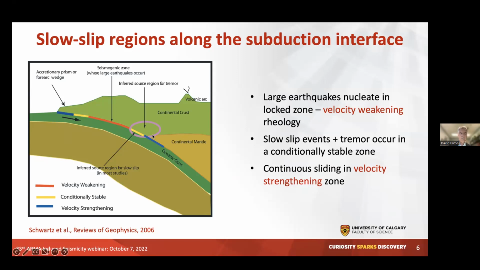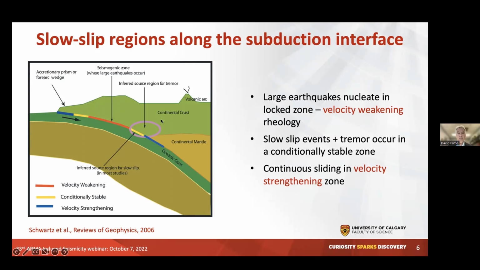So very similar to below the brittle-ductile transition on the San Andreas fault. And in this section of the fault, the frictional rheology is thought to be velocity strengthening. So this partitioning of the subduction interface really reflects the character of the frictional rheology, whether it's velocity strengthening or velocity weakening along that part of the interface.